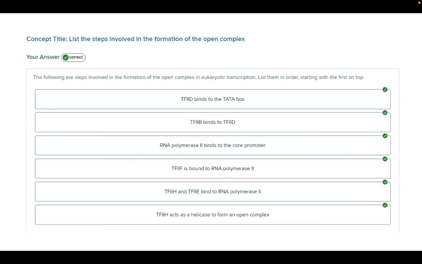So here's the steps of that. Transcription factor 2D binds to the TATA box. Transcription factor 2B binds to 2D. Then RNA polymerase 2 binds to the core promoter. Transcription factor 2F is then bound to the RNA polymerase 2. And then transcription factor 2H and 2E are going to bind to the RNA polymerase 2. The transcription factor 2H acts as a helicase, so that's going to open the DNA and form what's called the open complex. And then transcription can start. RNA polymerase 2 will move down the DNA, sorry.